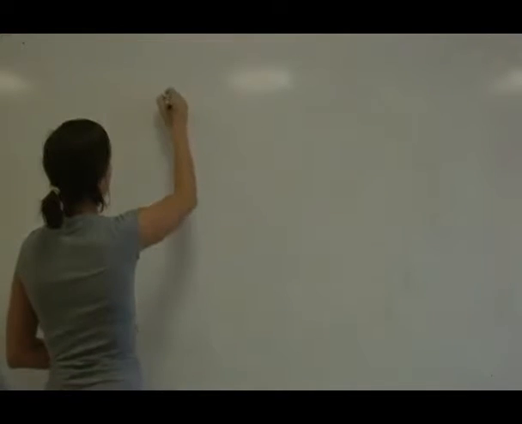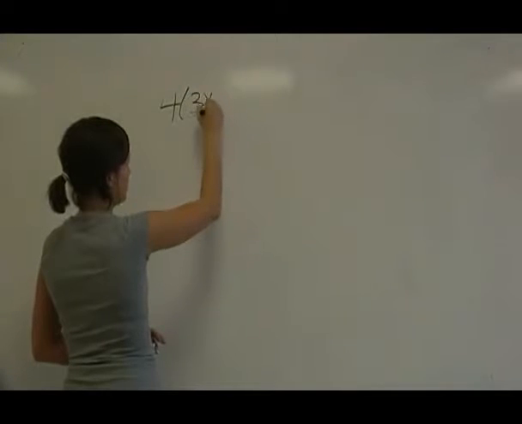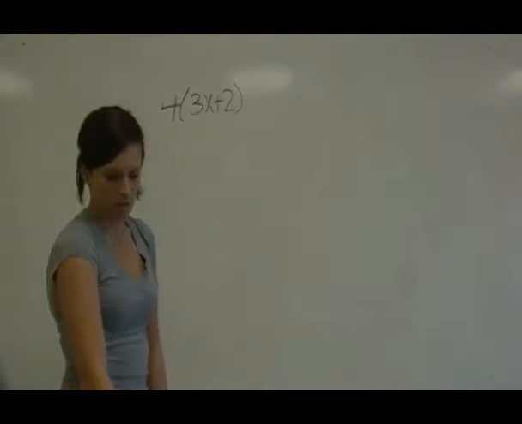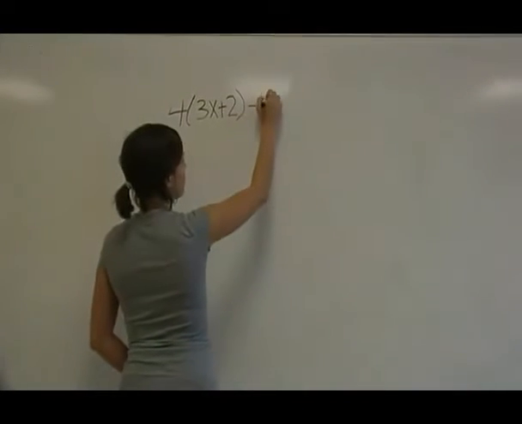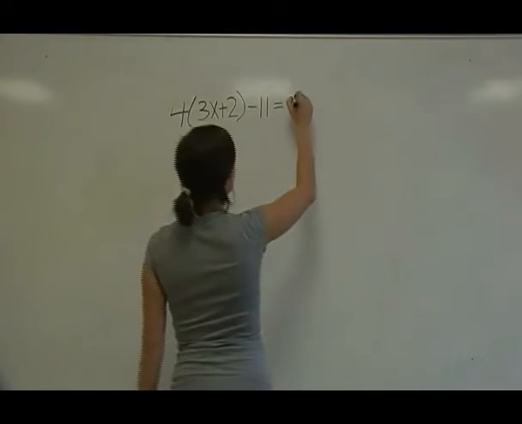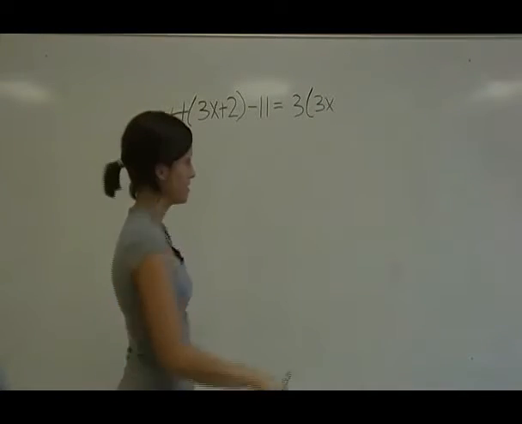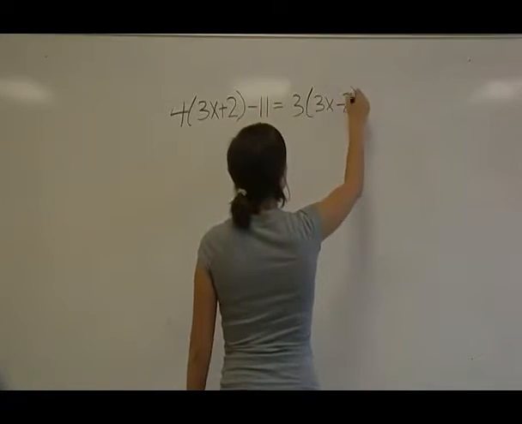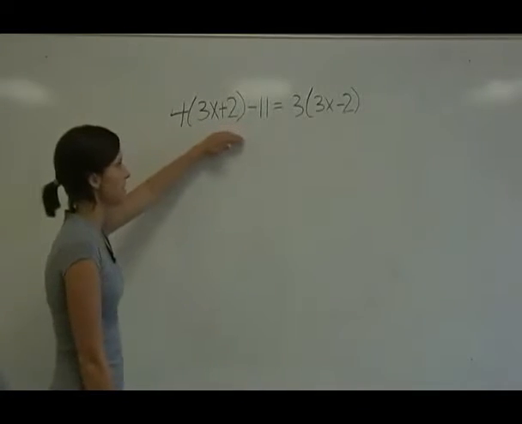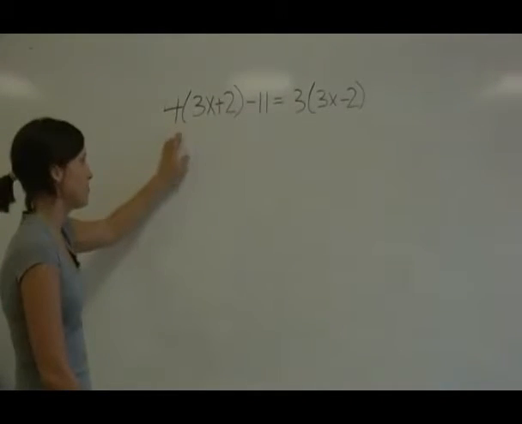Number 5, we have 4 times 3x plus 2 in parentheses minus 11 equals 3 times 3x minus 2. Okay? Again, we're going to try to get our variable to the left side and our whole numbers to the right. So the first thing we have to do is our operations.